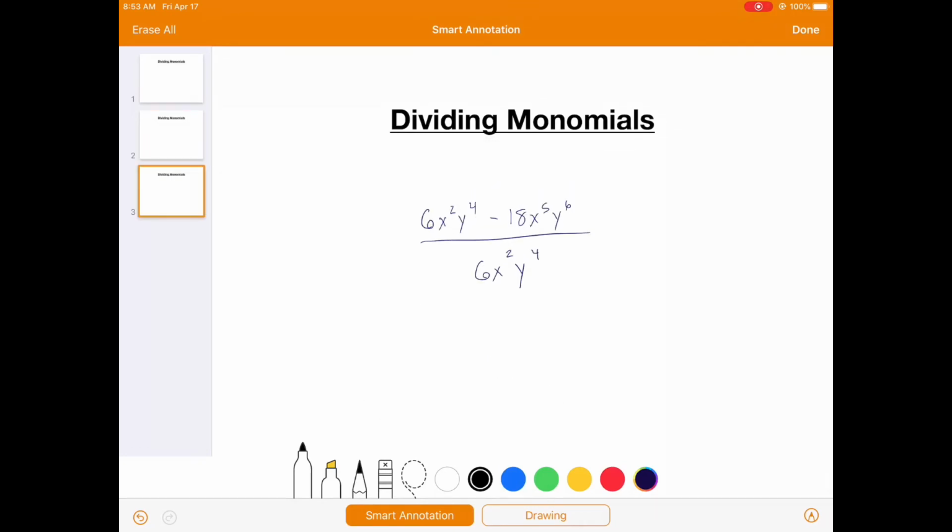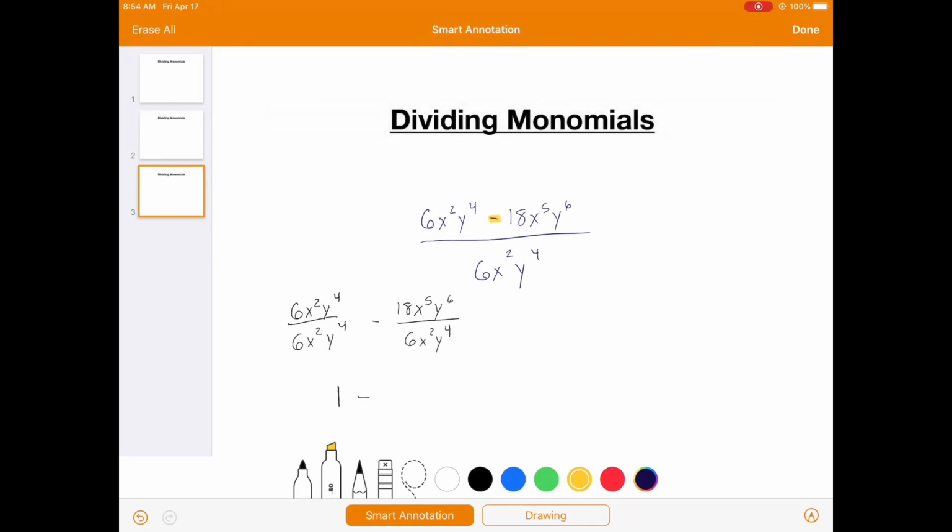Our last example, we're following the exact same steps. So we have 6x squared y to the fourth over 6x squared y to the fourth minus, because of this subtraction sign right here, 18x to the fifth y to the sixth over 6x squared y to the fourth. What makes this one a little bit different is that if you look at that first term right here, both the top and the bottom are exactly the same. When you divide a number by itself, it does not go away, which is a common mistake that we make. It equals 1.